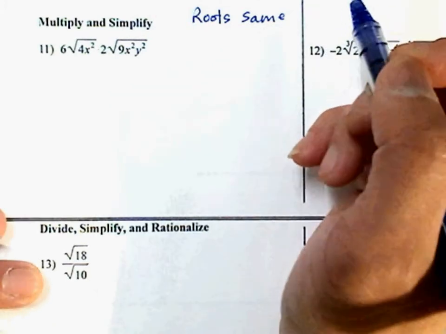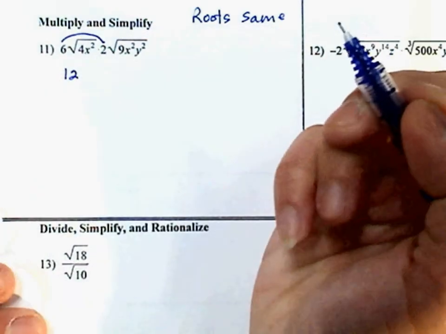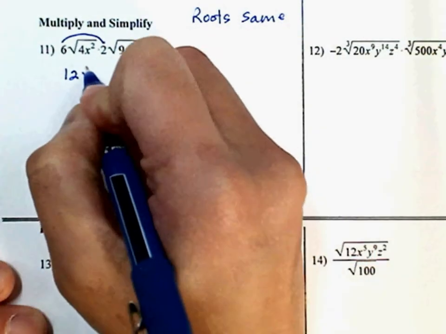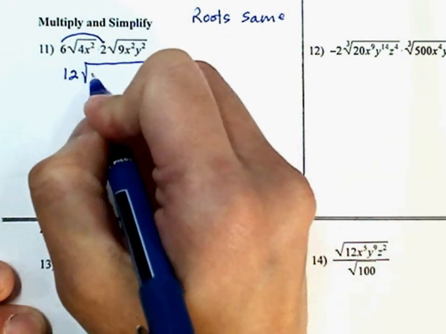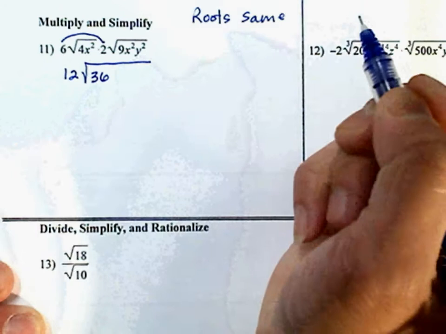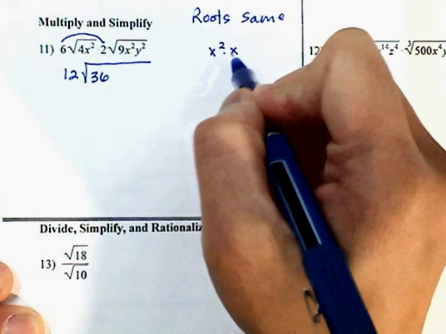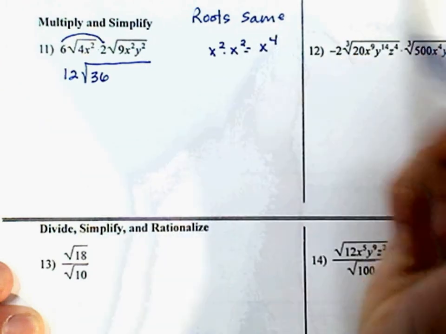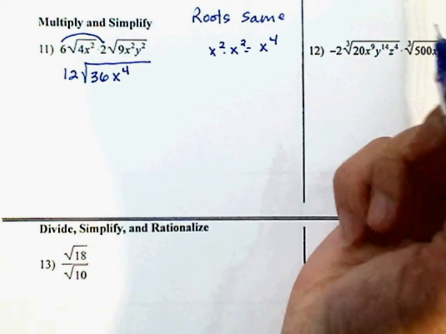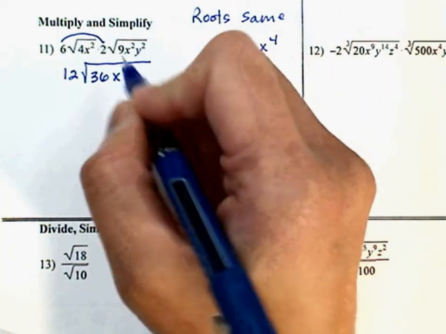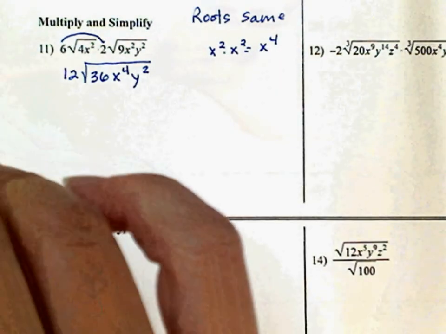I am going to actually just multiply. 6 times 2 is 12. Stays outside. Draw your square root. 4 times 9 is 36. X squared times x squared, when you multiply your like base, you actually add the exponents together. So you're going to have x to the 4th. This one has a y squared, and that's the only one. After this, you can simplify.